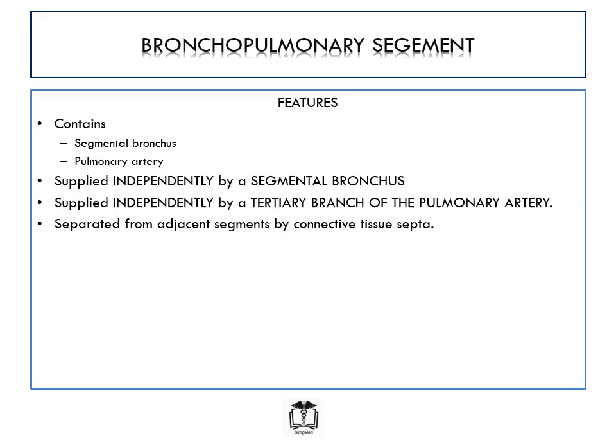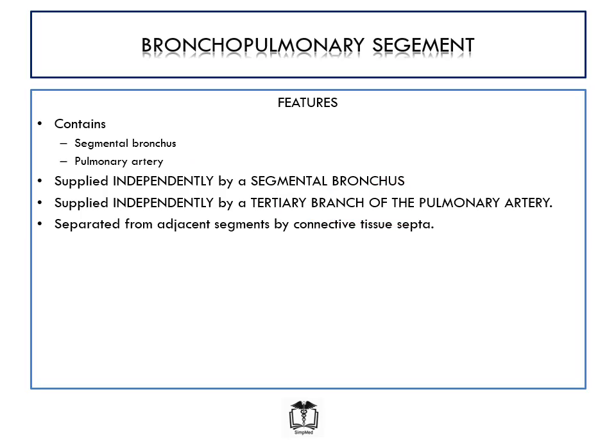Each bronchopulmonary segment contains, as said before, a segmental bronchus and a pulmonary artery. And each of them tend to be supplied independently by the segmental bronchus and supplied independently by the tertiary branch of the pulmonary artery. What they don't get independent or exclusive supply of usually tends to be the pulmonary vein.